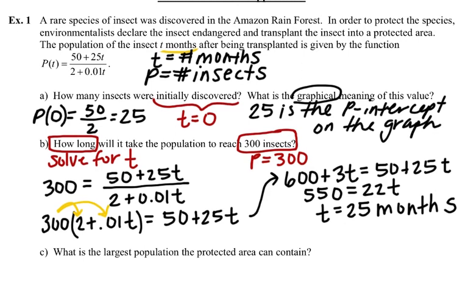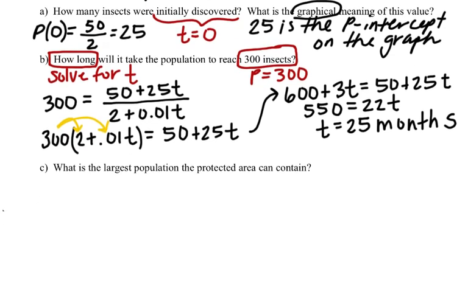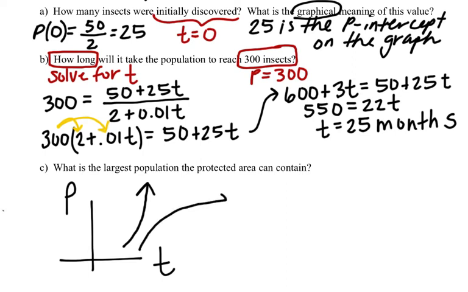The last part of this problem, part C, is asking for what the largest population can be. What is the largest population that the protected area can contain? So you need to think graphically for a second. If we're looking at t being the number of months and p being the population, we're wondering essentially, does this population just continue to grow, and continue growing upward? Or does the population level off as time goes by? So is it one where it's going to continue to grow, or is it going to level off?